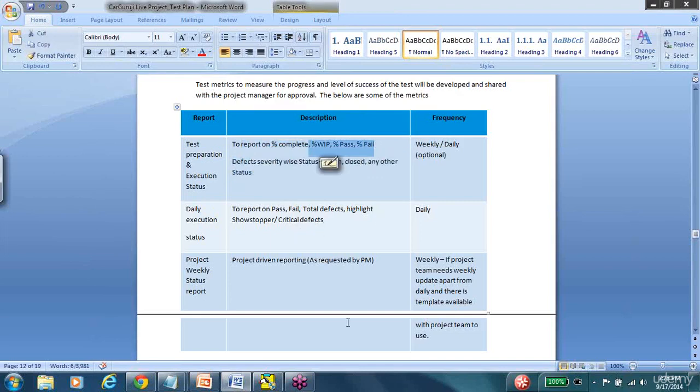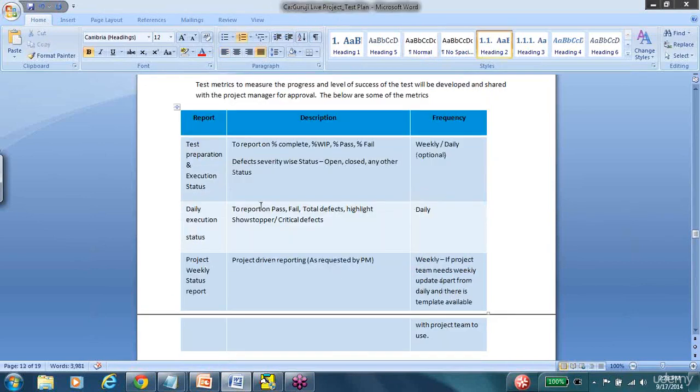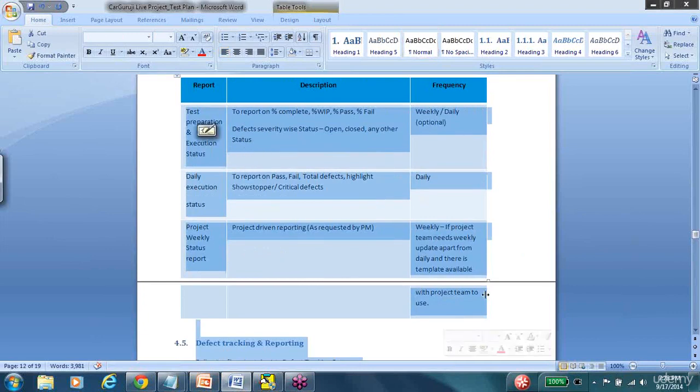These are the metrics that are going to be collected on a weekly or daily basis. When it comes to the test execution status report, we are going to report pass, fail, total defects, and highlight the showstoppers and critical defects, and we're going to do this daily. The weekly project status report is driven by the project manager, and we'll send this weekly to the project team and everyone. So we are deciding what kind of reports we are generating, why we are generating them, what kind of metrics we are including, and at what frequency.